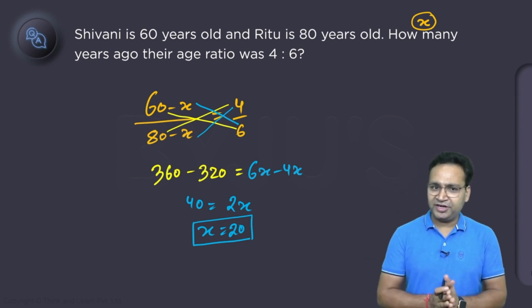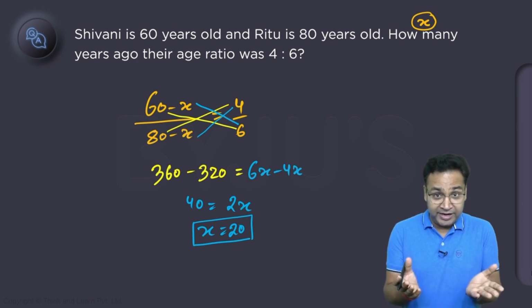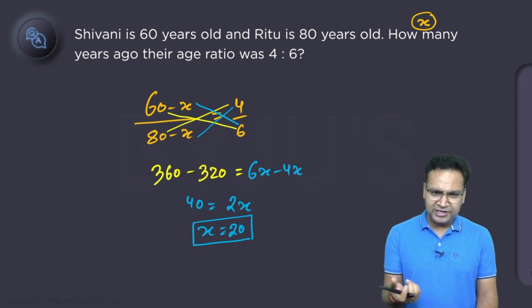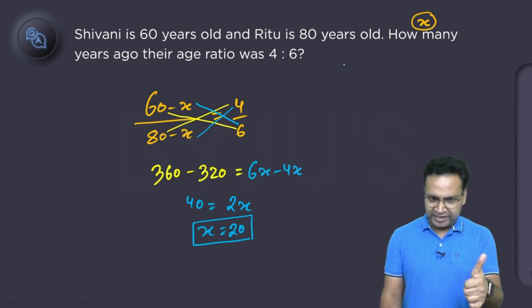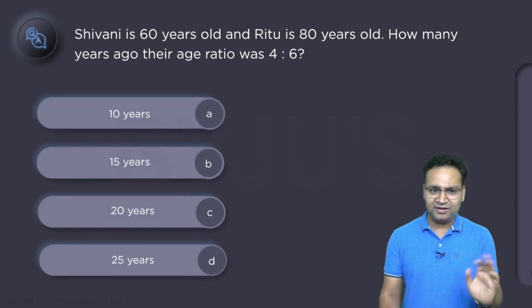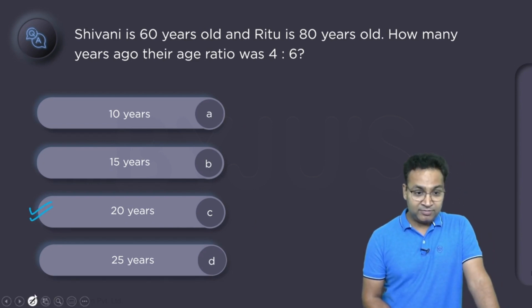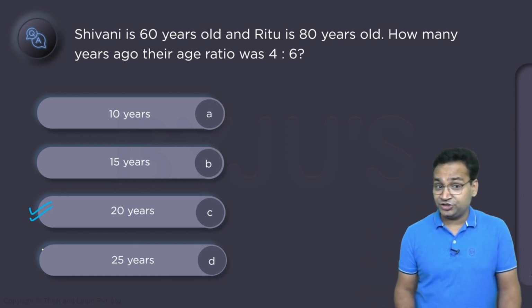I hope this is pretty clear. I have done it with the help of equations and a little of ratio. Can it be done without pen and paper? Let me show it to you. But first of all, let's see whether we have done it right or not. Yes, the option matches. Now remember, age difference never changes.